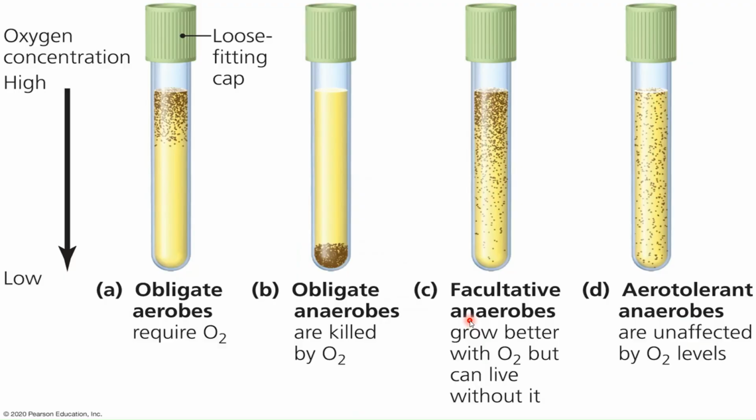So based on oxygen, how are they classified? If the bacteria need oxygen to live, then they are called aerobes. And if the bacteria need carbon dioxide to live, then they are called anaerobes. So aerobes can be killed by carbon dioxide and anaerobes can be killed by oxygen.